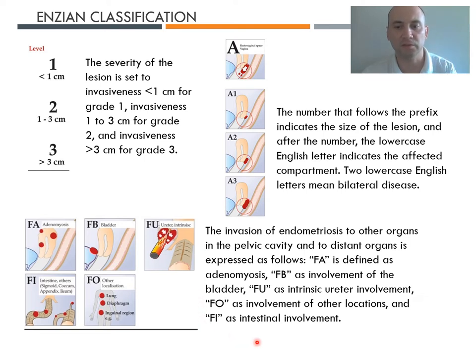FA is defined as adenomyosis, FB is involvement of the bladder, FU is intrinsic ureter involvement, FO is involvement of other localizations, and FI is intestinal involvement.